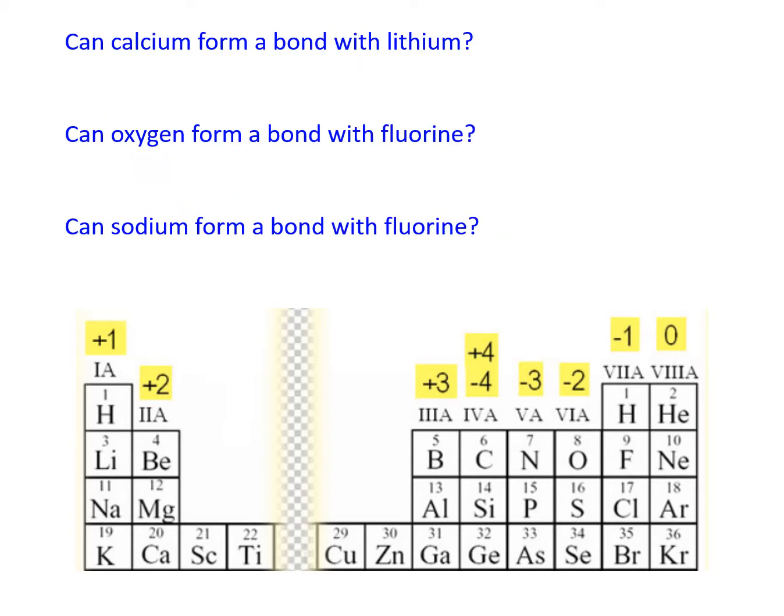So based off of that idea of opposite charges being able to form compounds together, I want you to take a look at the 3 scenarios presented here, and I want you to identify whether or not you think a bond could be formed between the 2 atoms that are listed in each question. And once you have input your answers, continue the video to see if you are correct.